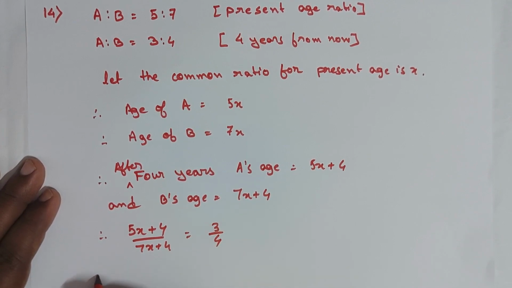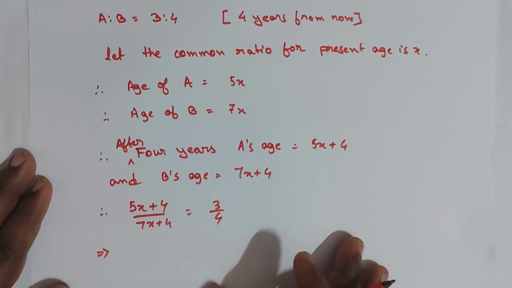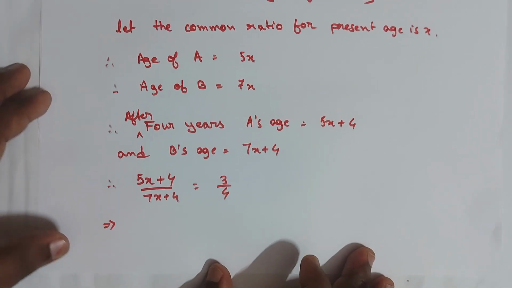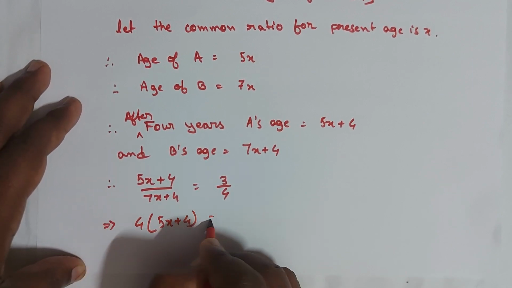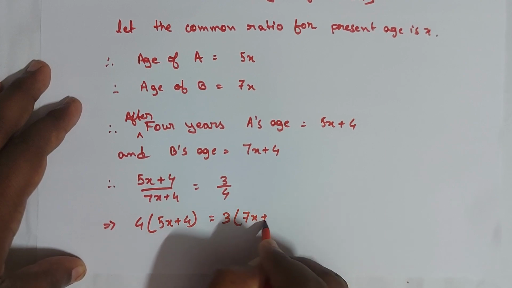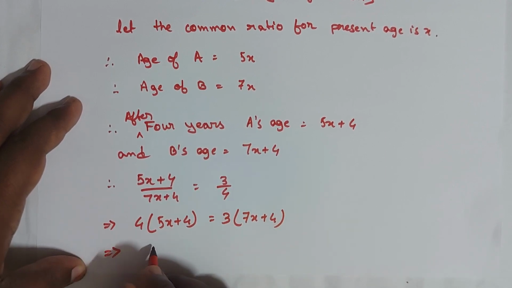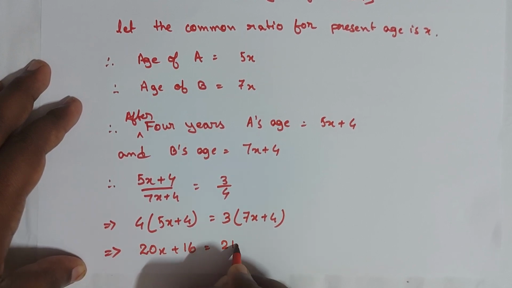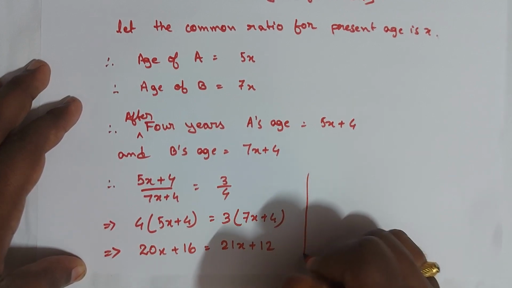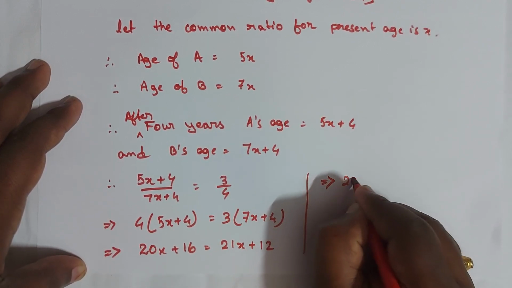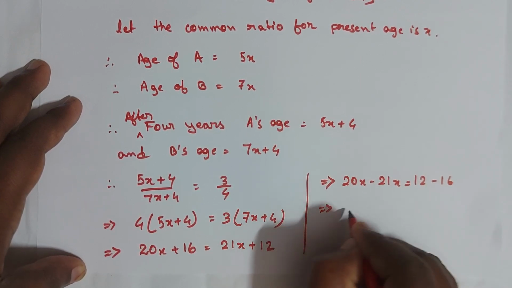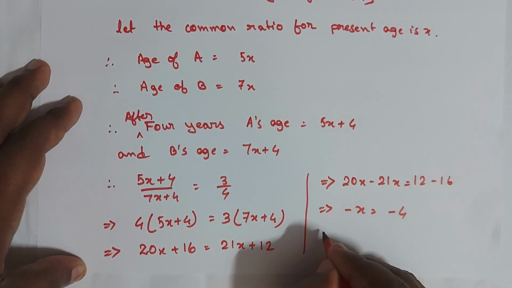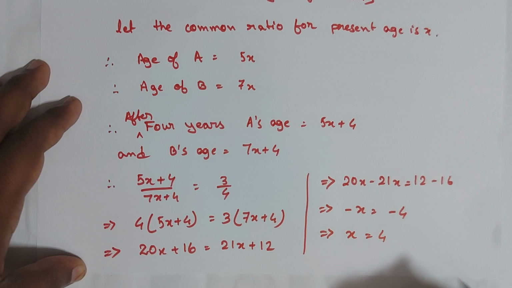Now we will solve this, or simply we do cross multiplication, isn't it? Cross multiplication: 4 into (5x plus 4) equals 3 into (7x plus 4), that is 20x plus 16 equals 21x plus 12, or 20x minus 21x equals 12 minus 16, minus x equals minus 4, or x equals 4.